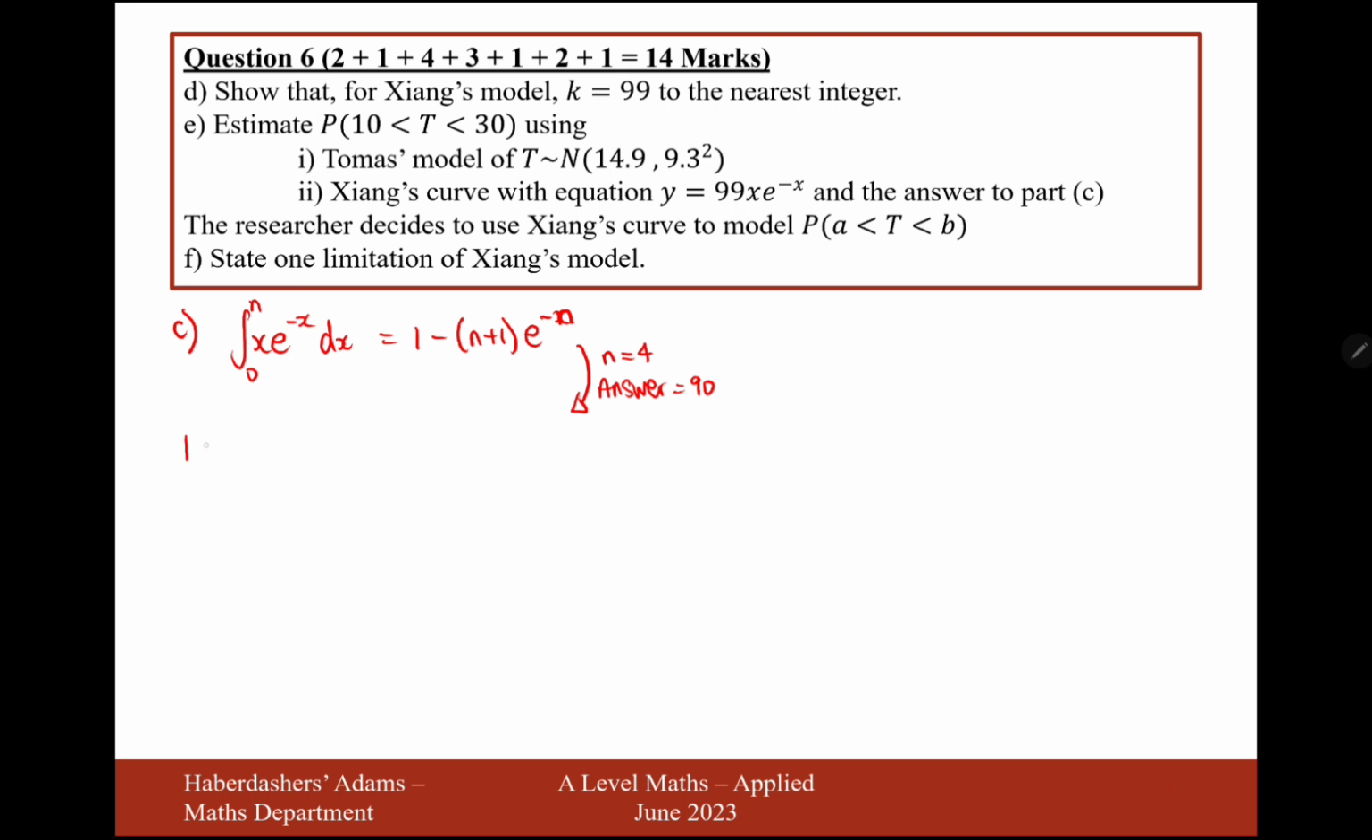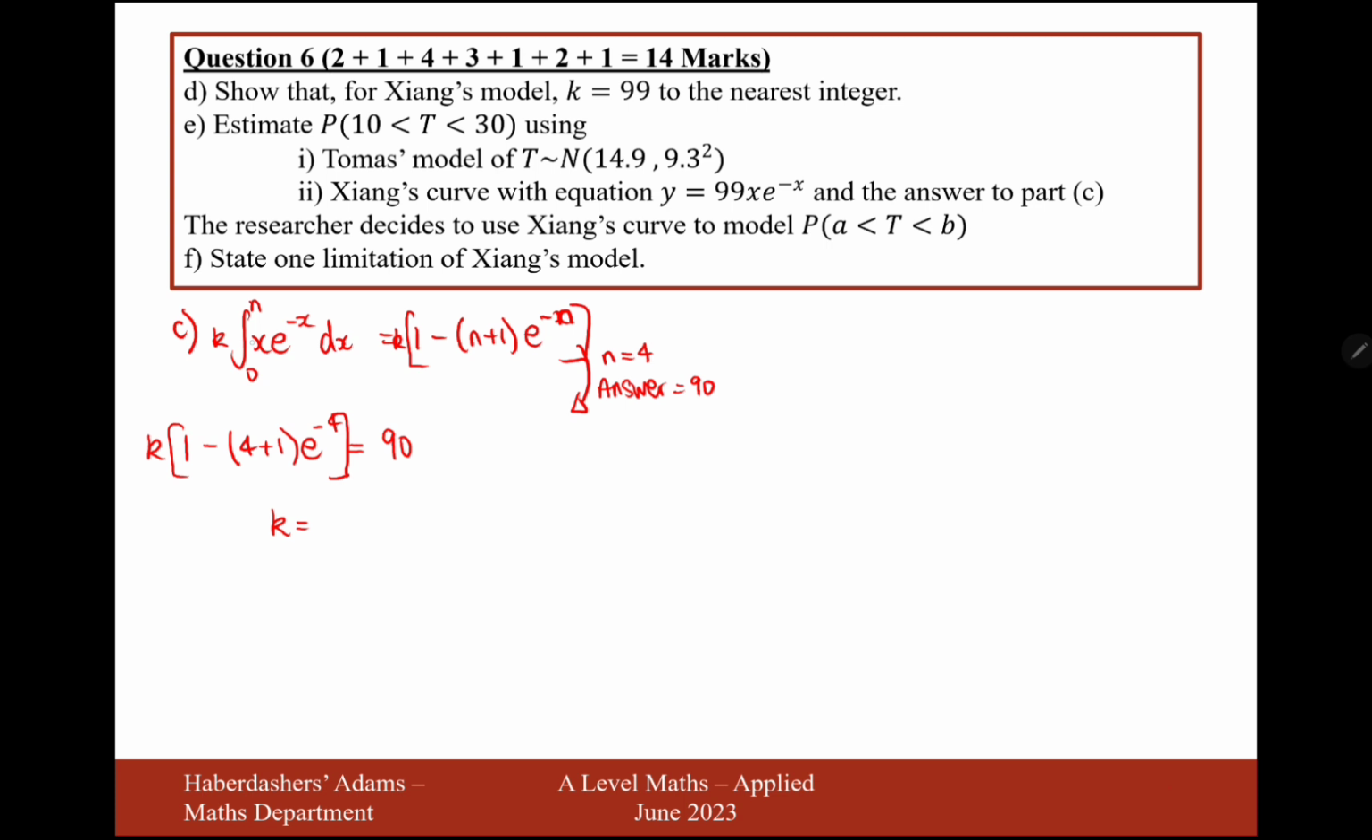So 1 minus (4 add 1) times e to the minus 4 is equal to 90, and we need to multiply this all by k. k was what Zhang suggested, so all of this now needs to be multiplied by k. Now we can work out what k is, because Zhang suggested that the model was k x e to the minus x.